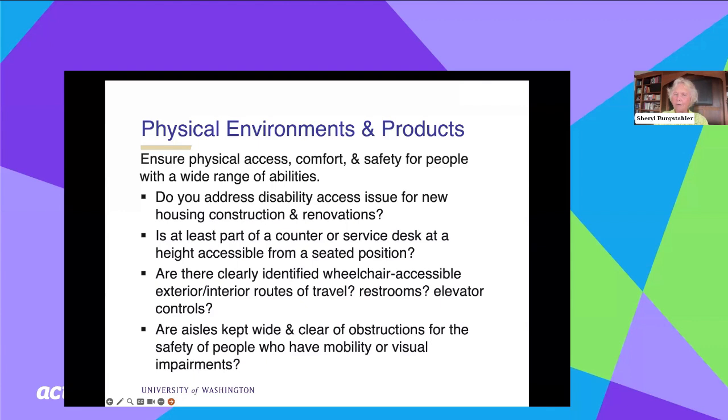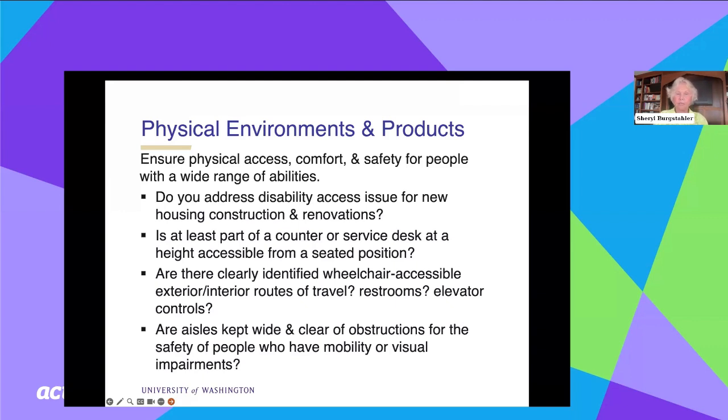Is at least part of a counter service desk at a height accessible from a seated position? In our office at the university, we have a modular office counter. And so we have half of it that's stand-up height, standard height, and the other is wheelchair height, so seated height. We would have a chair there. So if someone wants to sit down and talk to the person behind the counter, they can. It also makes it nice because some of the people servicing that counter are wheelchair users themselves, and so they can't stand up to service someone.